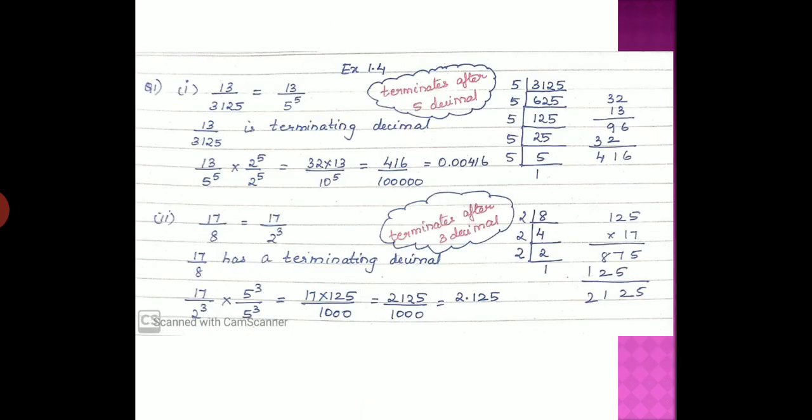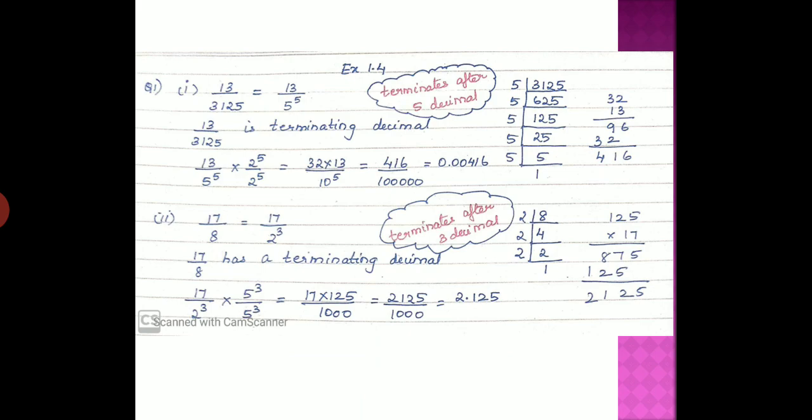So first one we already saw. So 13 by 3125. So 13 by 5 power 5. So since it has only 5, therefore it is terminating. Okay, now how to find the decimal expansion? Okay, so here first what you do is 13 by 5 power 5.